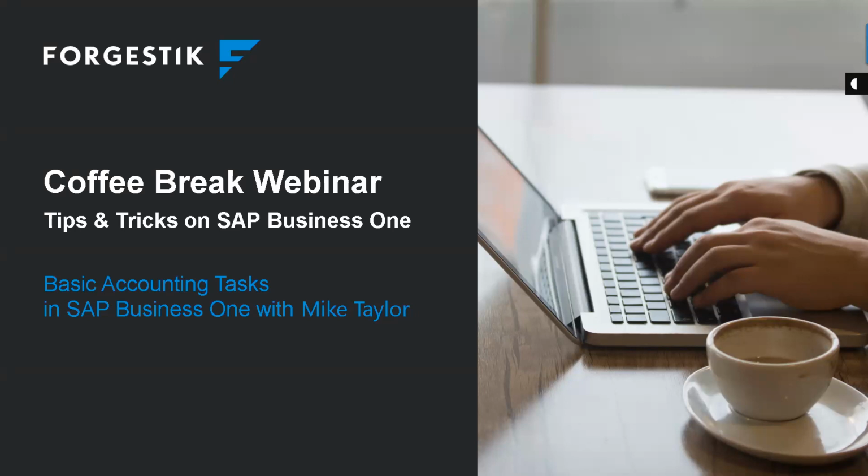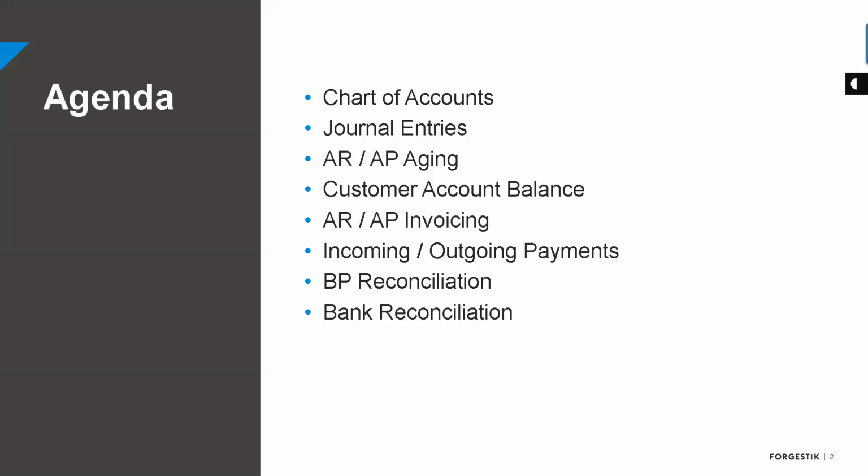So today we are going to cover just basic accounting tasks. Sometimes we focus on more advanced topics, but we always think that it's good to come back and cover the basic stuff too. So we're going to start with the chart of accounts, which is the base. Then we'll talk about journal entries, aging, customer account balances, AR/AP invoicing, payments, how to do reconciliations, and I'll try to add some tips along the way.